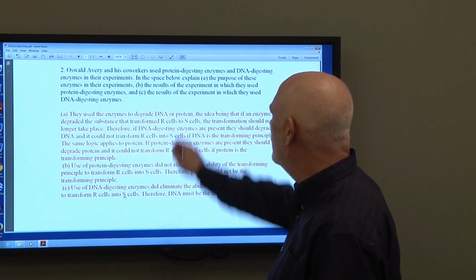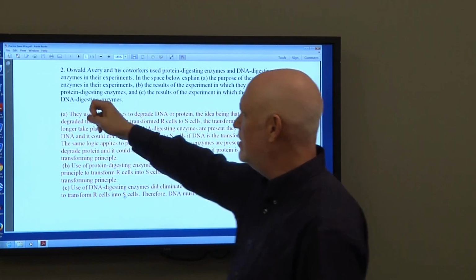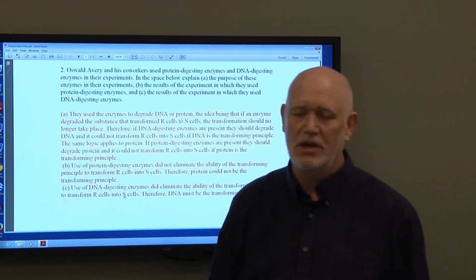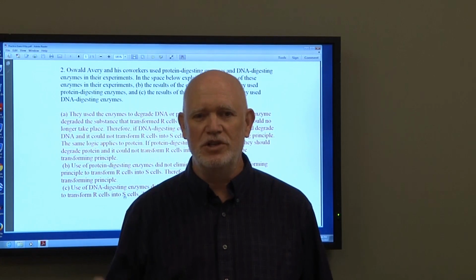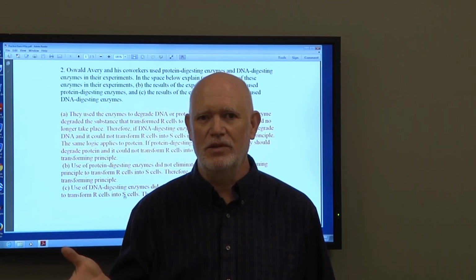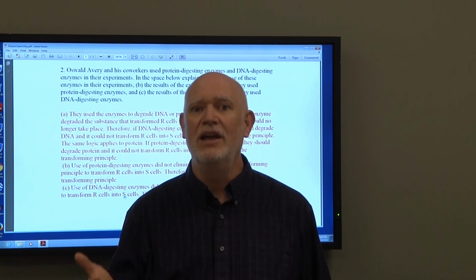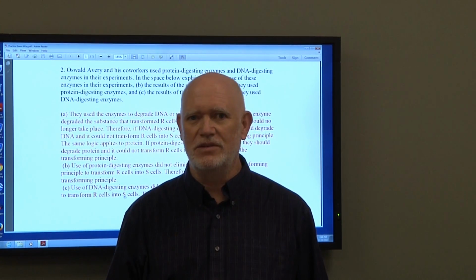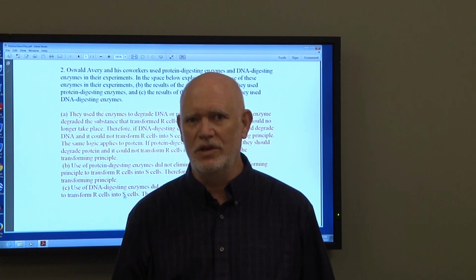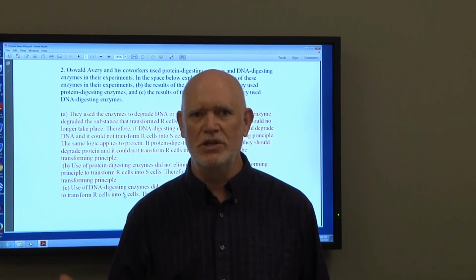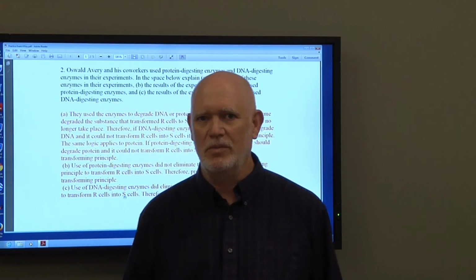So B says, what are the results of the experiments in which they used protein digesting enzymes? Well, what happened is they treated the extract with those. It destroyed the protein, but it didn't destroy the DNA. And when they added that substance to live R cells, they were converted into S cells. Therefore, protein could not be the transforming principle.